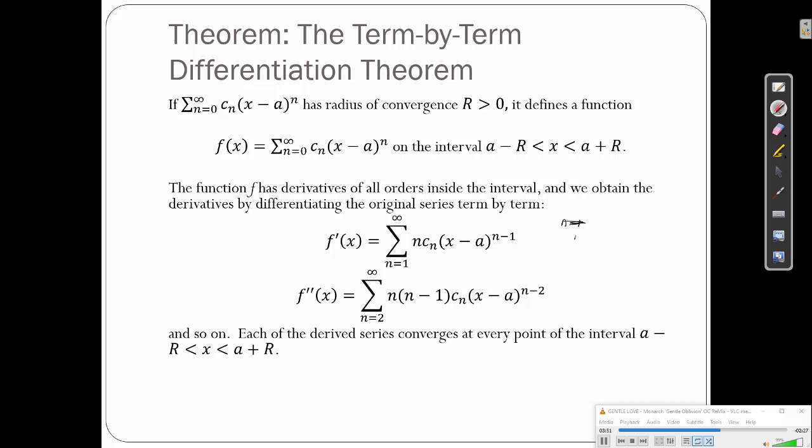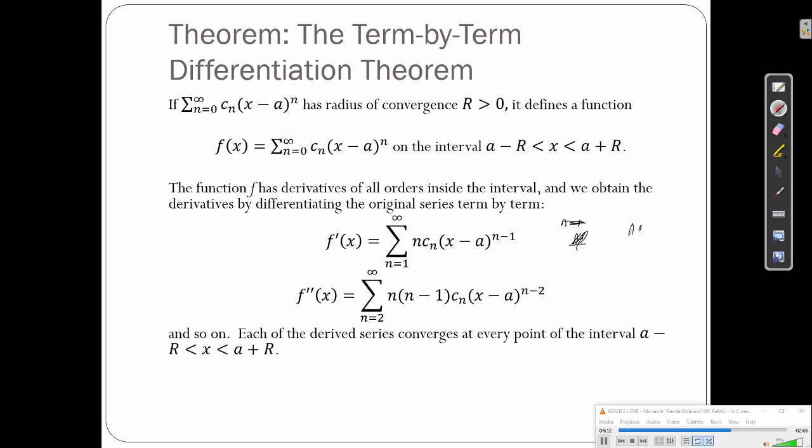Let's see, I guess it would be n factorial over c factorial? I don't know. I have to think about that, because the derivative actually makes a difference here.